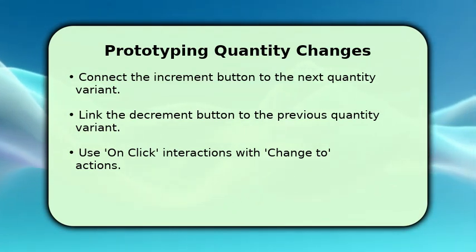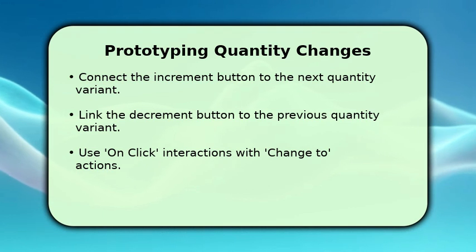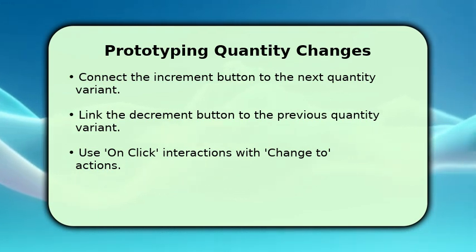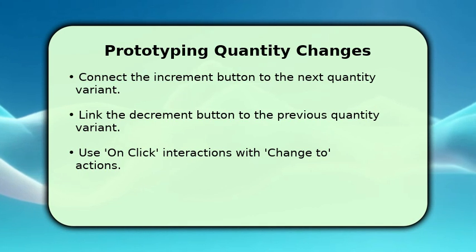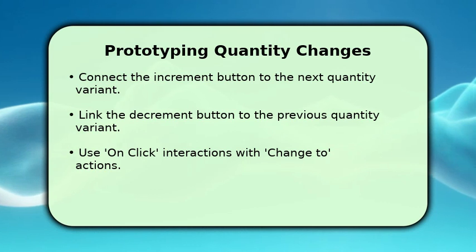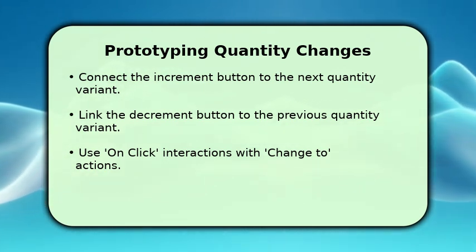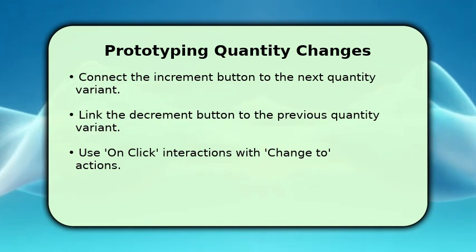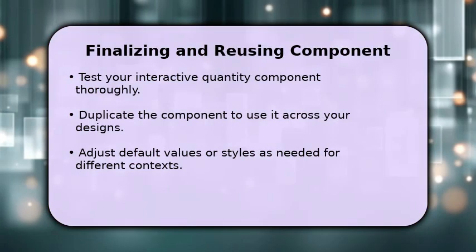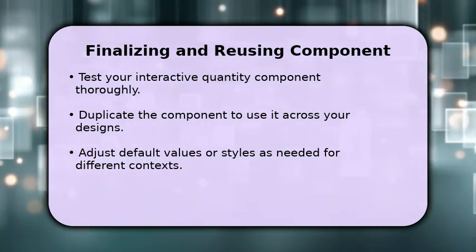Select the increment button on a variant and connect it to the next quantity variant using an on-click interaction set to change to. Similarly, link the decrement button to the previous quantity variant. This creates a seamless flow, allowing users to click and see the quantity update visually. Ensure smooth transitions for a polished user experience. Finally, test your interactive quantity component to ensure everything works as expected.